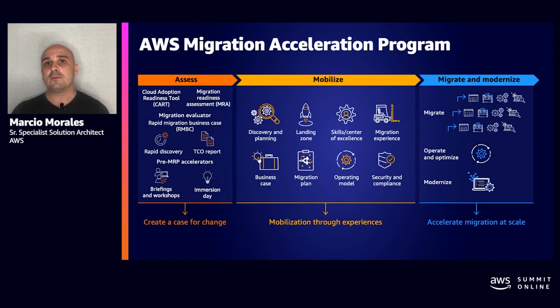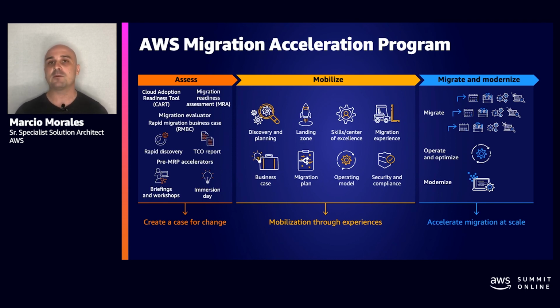But we're talking about tools and partners. Let's talk now, and migration is a journey, right? So let's talk about the AWS Migration Acceleration Program, MAP. The MAP is a free program which has 3 phases: Assess, Mobilize, and Migrate and Modernize. The Assess phase is all about creating a business case. We are going to work with you to build a business case. We are going to train your team with some immersion days and workshops.